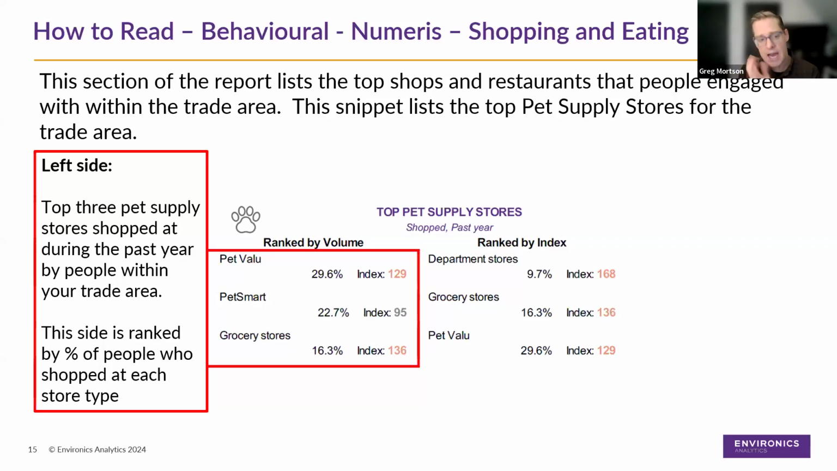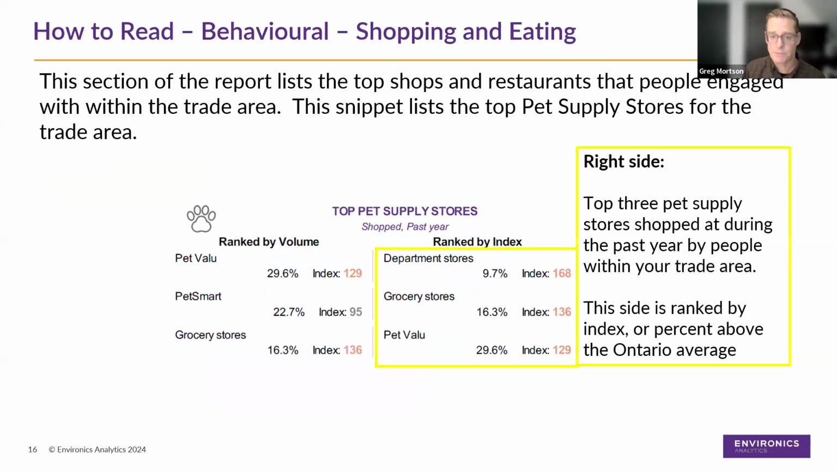So on the left-hand side here, what we've done is we've ranked the stores that people have shopped at over the past year in terms of the percentage of the population that has gone there. So for example, for Pet Value, that's our top pet supply store for this trade area. It's almost 30% of the people within this trade area go to that store. And you can see from the index that actually over indexes. So it's 20% higher for people in this trade area when compared to the province of Ontario.